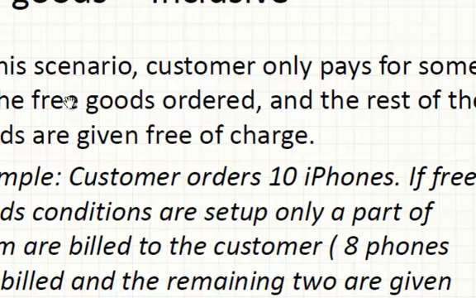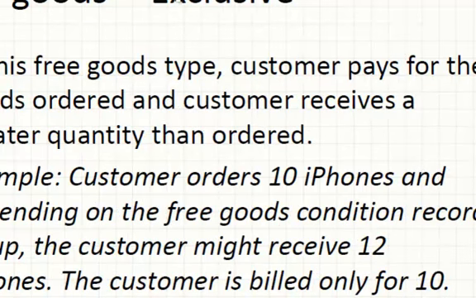In this scenario, the customer only pays for some of the goods ordered, and the rest of the goods are given free of charge. I'll change this, I should take out the free here. An example is a customer orders 10 iPhones. If free goods are set up, only a part of them are billed to the customer, and the remaining are given free of cost. And the second one is exclusive.